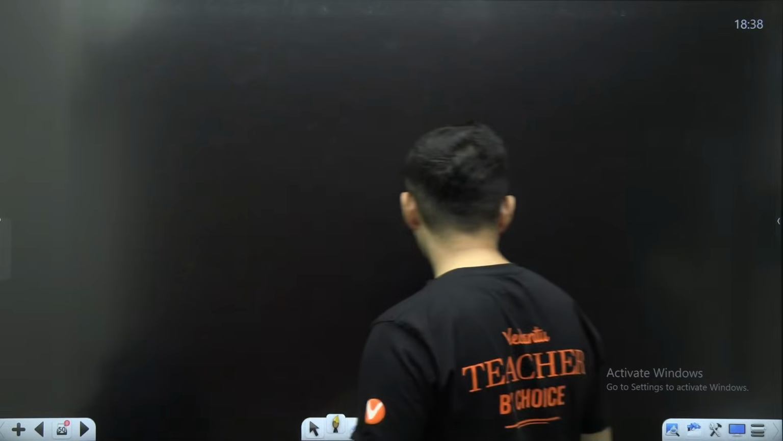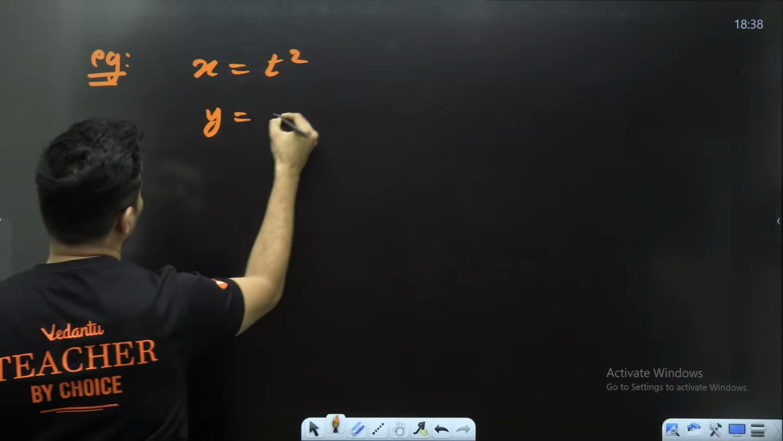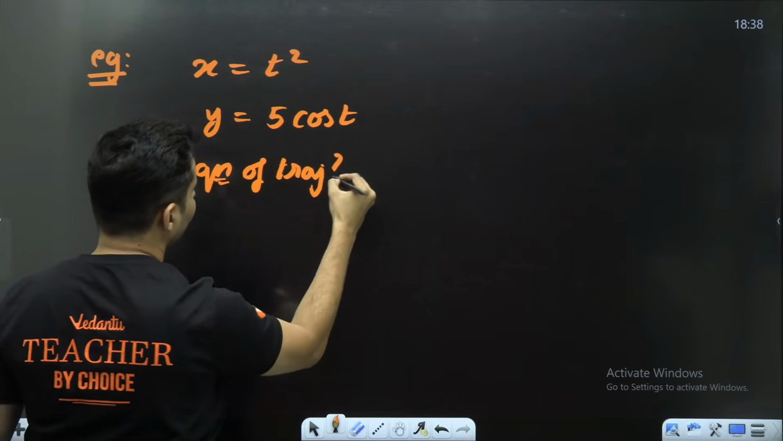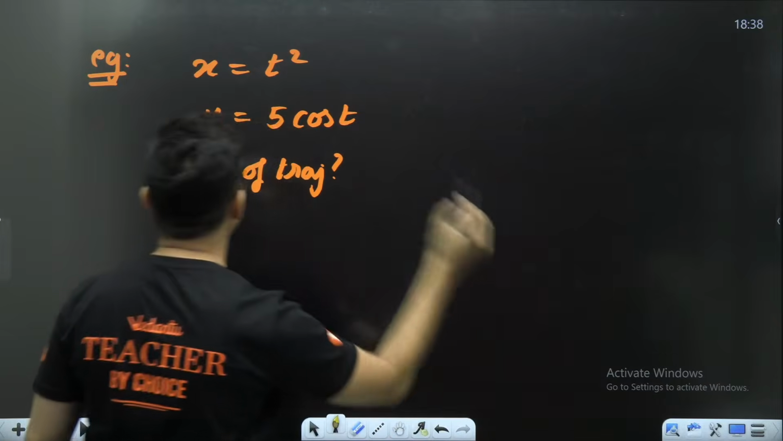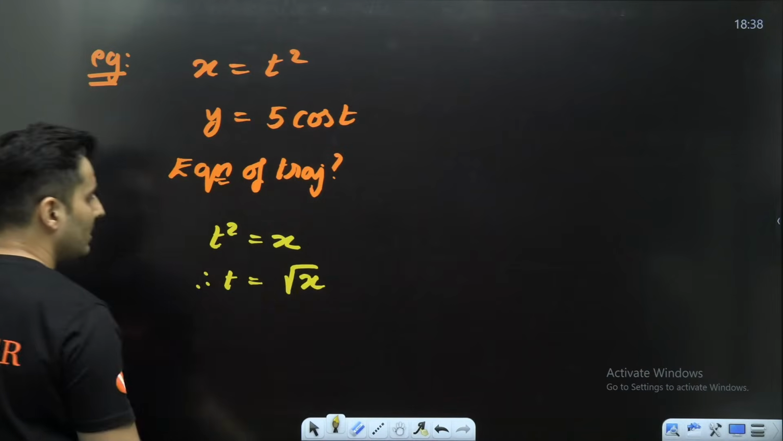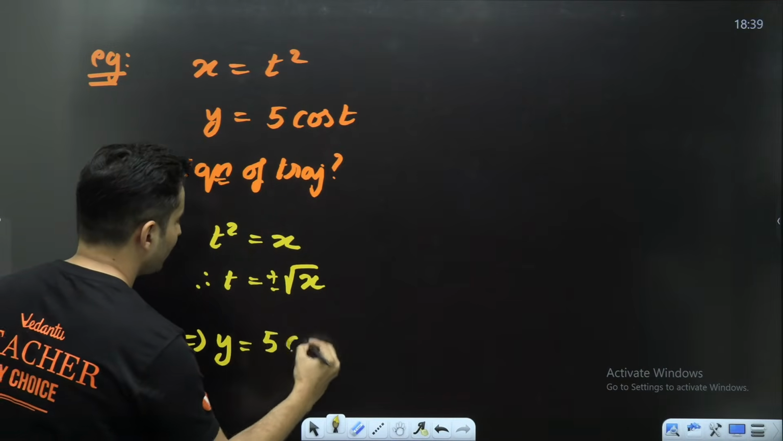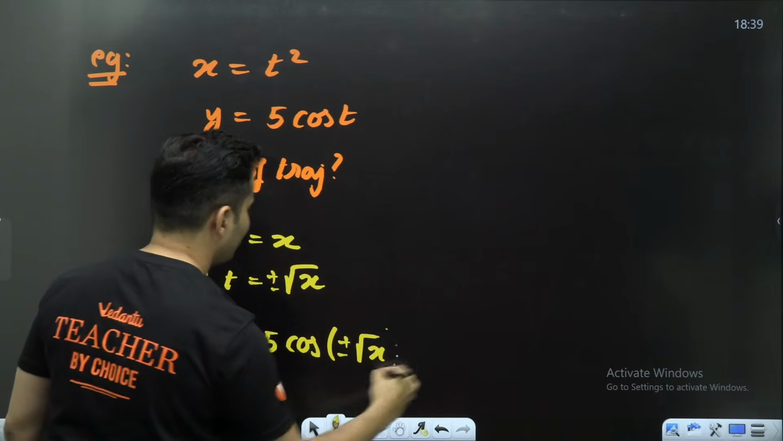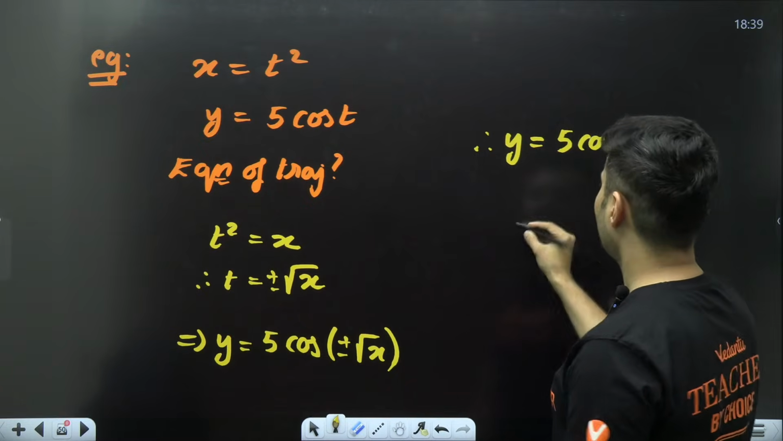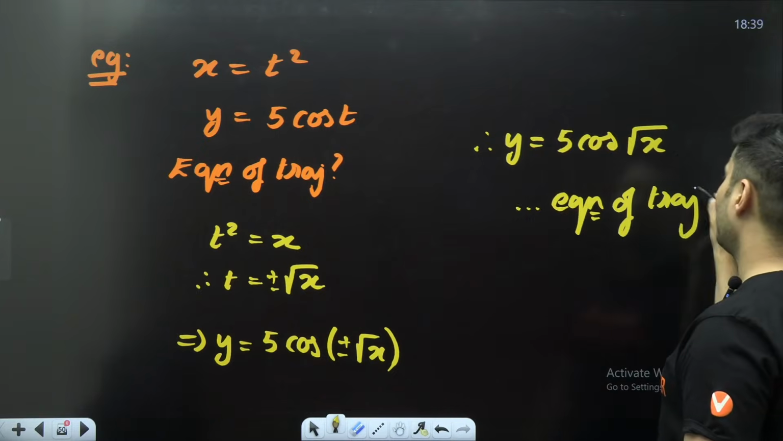As simple as that. Any equation of trajectory means eliminate time. I can give you one more example. Imagine I tell you x is equal to t square and y is equal to 5 cos t. What is the equation of your trajectory? Somehow you have to eliminate time. Since x is t square, therefore t is basically plus minus root of x. Use this time over here. That means y is equal to 5 cos, instead of t, put plus minus root of x, but cos of minus theta is cos theta only. Therefore, y will be equal to 5 cos root of x. This is your equation of trajectory. As simple as that. Eliminating time.